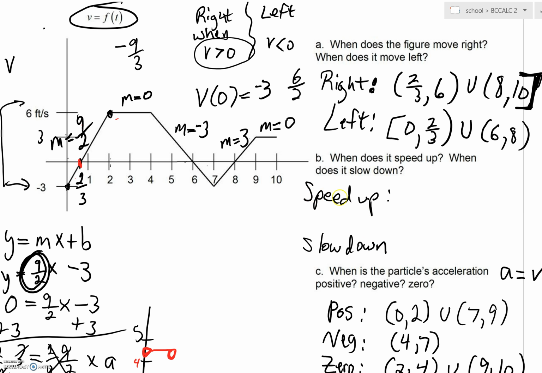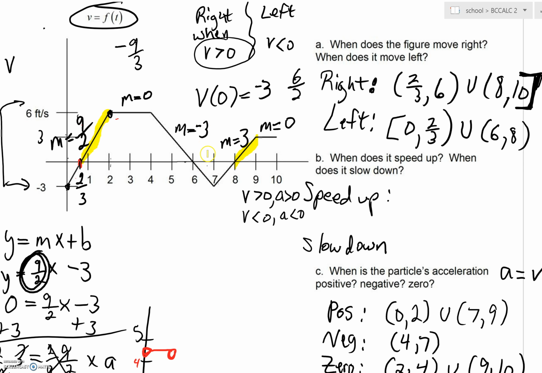So we said earlier at the end of the video that you speed up when velocity and acceleration have the same sign. So v is greater than 0, a is greater than 0, or v is less than 0 and a is less than 0. So what does it mean for v to be greater than 0? Well, your graph is above the x-axis. A being greater than 0 means you have positive slope. So you have to be above the x-axis, but you also have to have positive slope.